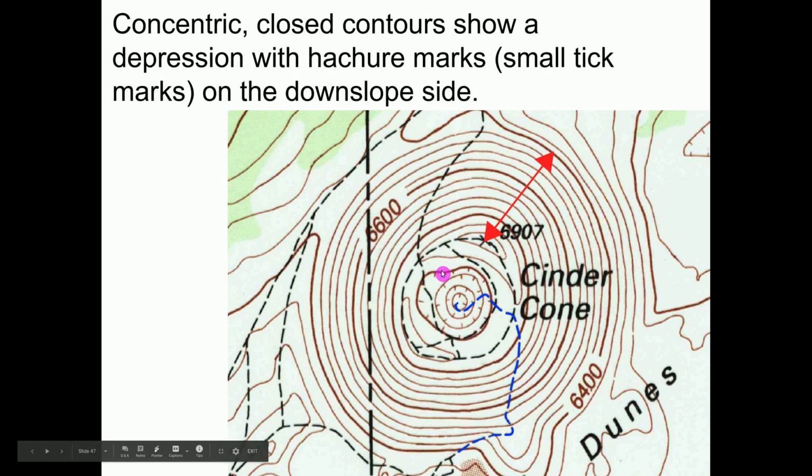What if it's a depression? What if it's a caldera? What if it's a cinder cone where it actually dips back down? If these were just regular closed circles, we would assume that that would be the summit and you'd be going up and up and up. But actually these tick marks are called hachure marks, and they point downslope.